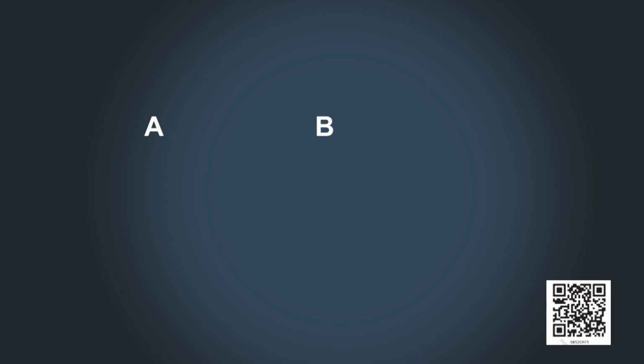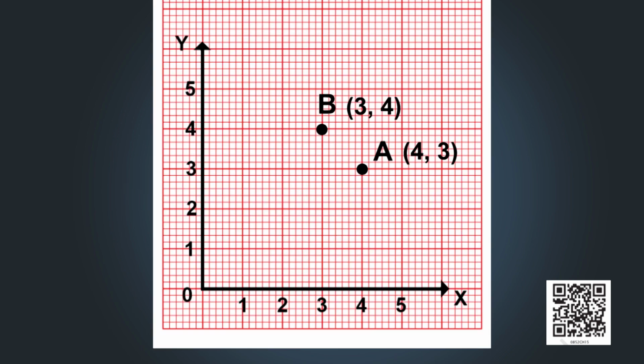Now, we will plot the points A and B. Coordinates of A are (4, 3) and coordinates of B are (3, 4). Are A and B equal? No, we can clearly see they are not equal. For the coordinates to be equal, the corresponding x and y coordinates of the two points have to be equal. The x and y coordinates are not equal here, so A and B are not equal.